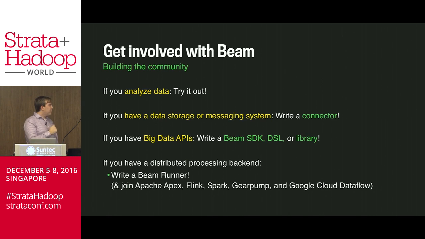And then, of course, if you're responsible for some distributed processing backend, write a runner and join Apex, Flink, Spark, GearPump, Google's Dataflow, a bunch of other systems we're trying to integrate with. And this enables all of these different users who are writing Beam pipelines to integrate seamlessly with you without you doing any more work on the programming language API. So it really lowers the adoption barrier for new languages, new DSLs, new APIs, and new runners.